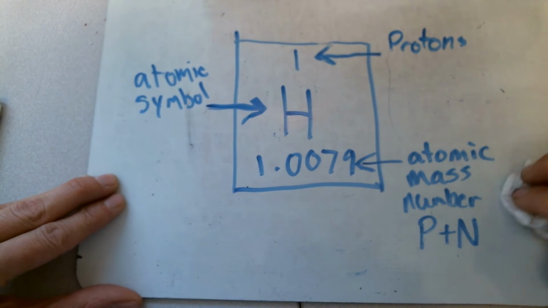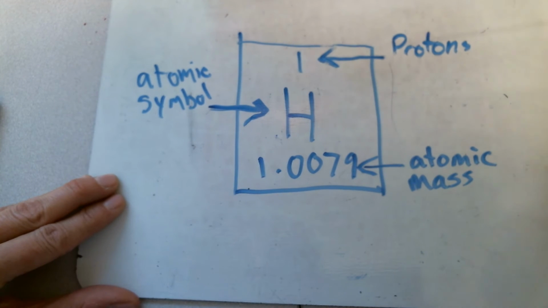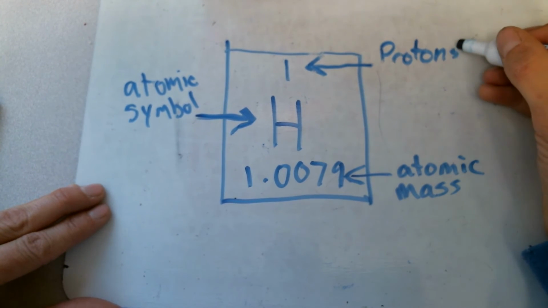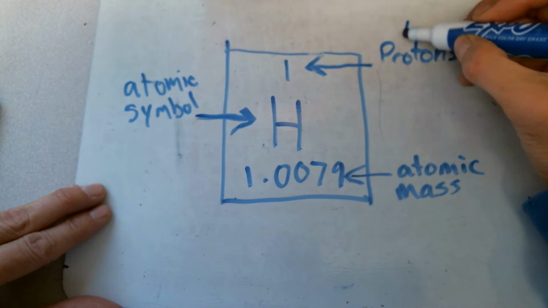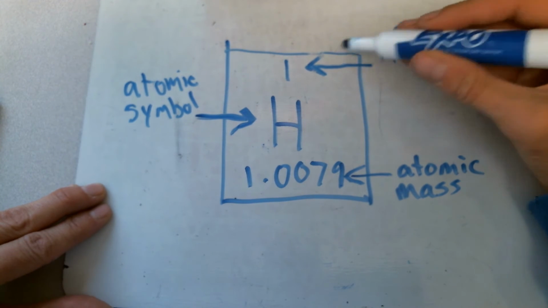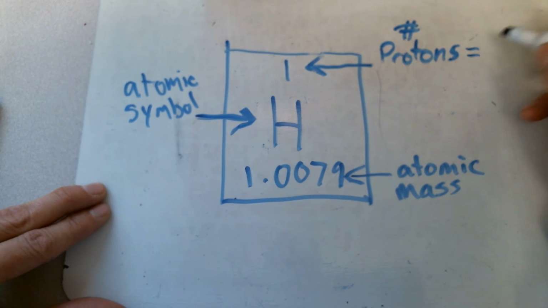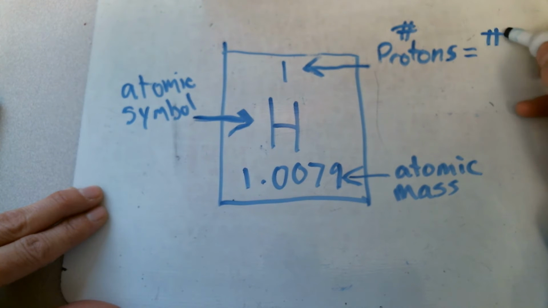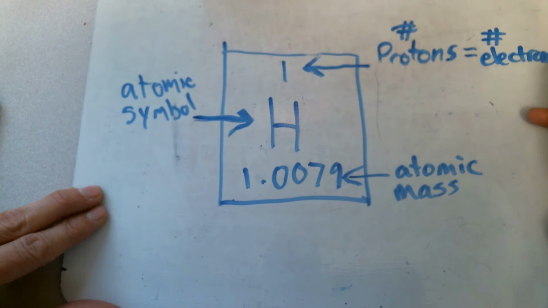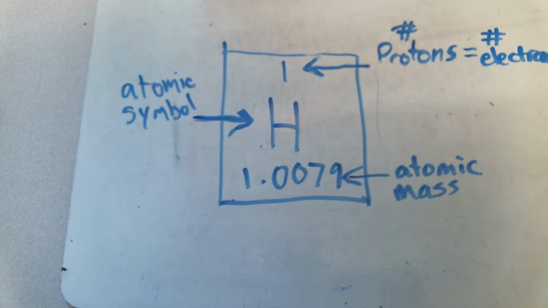Okay, so I'm going to erase a little bit of this. So to tell how many protons, you just look at the atomic number. So this top number tells us the number of protons. Well, since atoms have a neutral charge, this is also equal to the number of electrons. So in an atom, the protons and electrons are equal to each other, and they're represented by this top number.